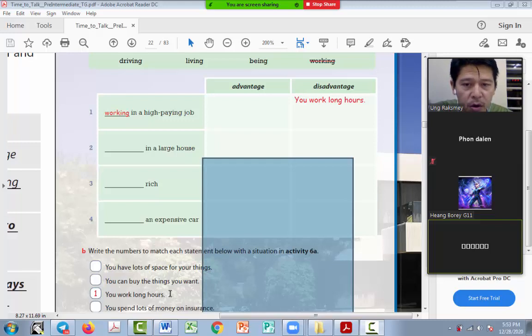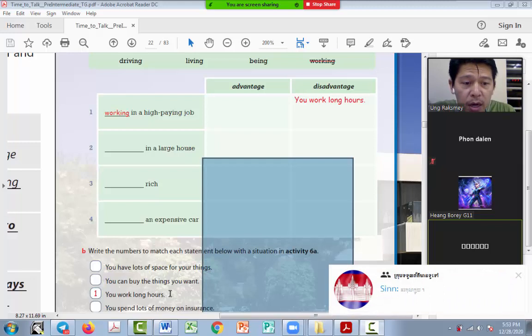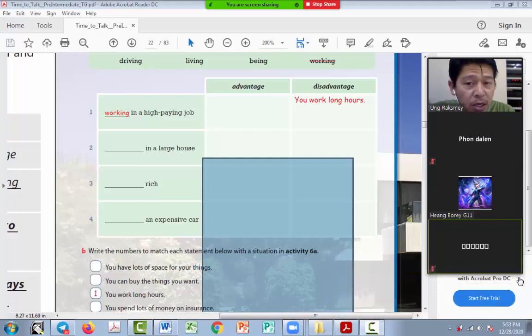Okay, good. I would love you to think more about these parts. I want you to find one more advantage and disadvantage of these four: working in a higher paying job, living in a large house, being rich, and driving an expensive car. Can you find the opposite of each? For working in a high-paying job, the disadvantage is you work long hours. What about the advantage? Think about it and write it down in the book.